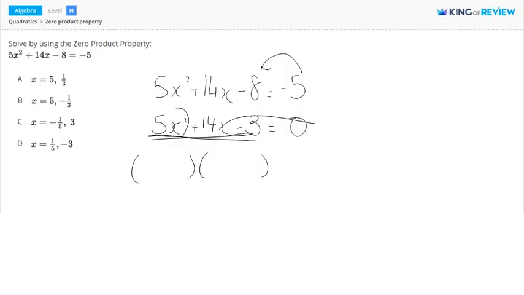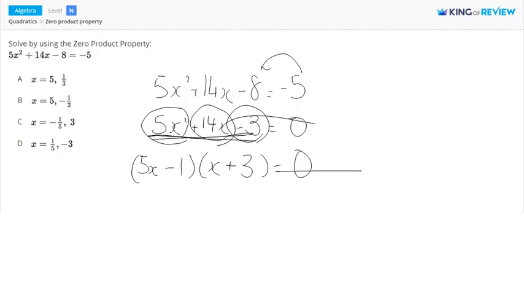Well, it says 5x squared, so we need a 5x here and then x here. And then it says negative 3, so that means that we've got to make a 15 and then subtract a 1 to make our 14x. And that's why this is going to be the factored equation. And then we just have to think about, well, when is this equal to 0? When is that equal to 0?